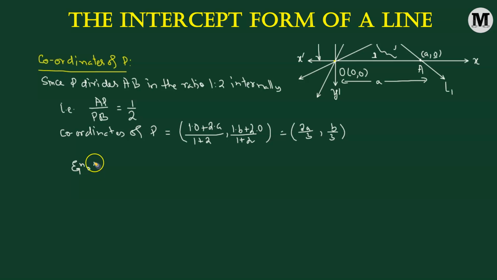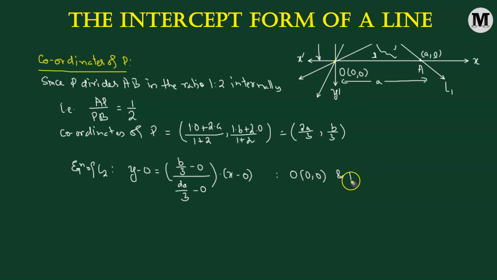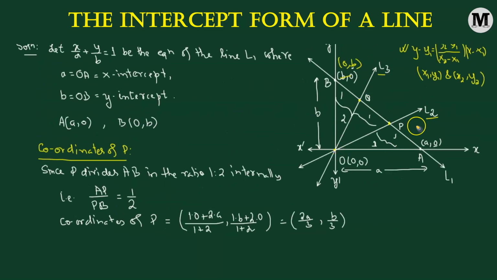So equation of L2, that's going to be, so we have y minus 0 equals to, we'll take b over 3 minus 0 whole divided by 2a over 3 minus 0. This is going to get multiplied to x minus 0. So we have considered the origin with coordinates (0, 0) and the point P with coordinates (2a/3, b/3). So we get y equals to b over 2a multiplied to x. So this is going to be the equation of the line L2. Okay, so we have obtained the equation of line L2.